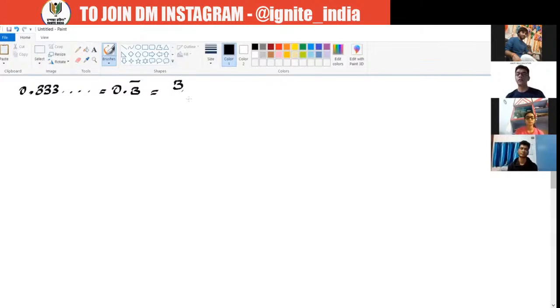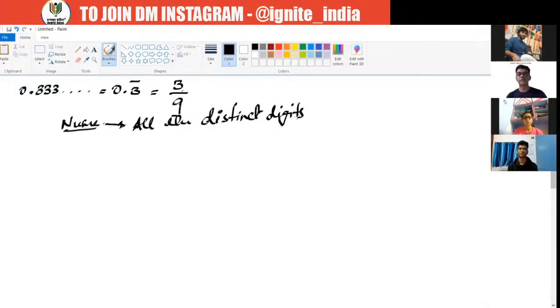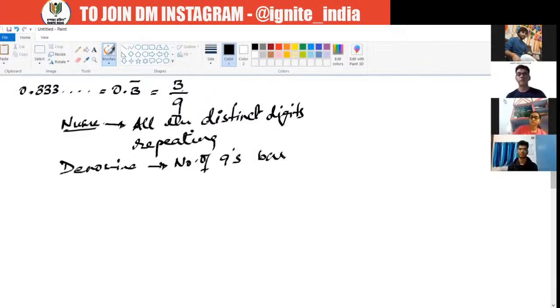So I write that 3 in the numerator. And in the denominator, how many digits did I write in the numerator? 1 digit. So in the denominator, I will write 1 nine. That's it. So the numerator basically will contain all the distinct digits that are repeating, whereas the denominator will contain the number of nines based on the number of digits in the numerator.